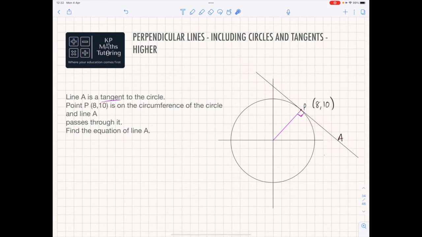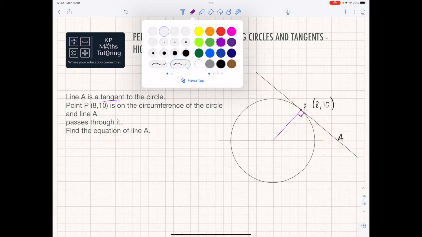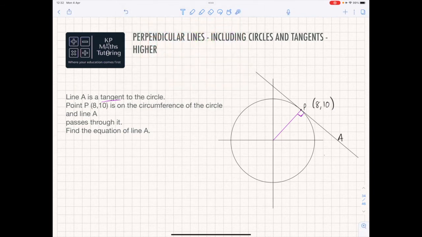Now, let's go back to what we were doing at the start. The first thing I'm going to need to find is, if I want to find the equation of this perpendicular, I'm going to need to find the equation of this line here first of all. So this red line is what I need to find. And this goes back to change in y divided by change in x. By doing that, that will give me the gradient of that red line.